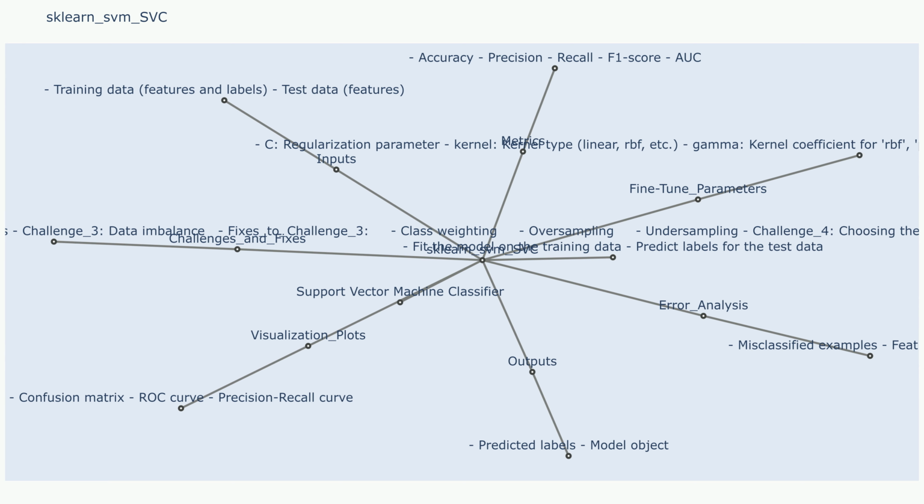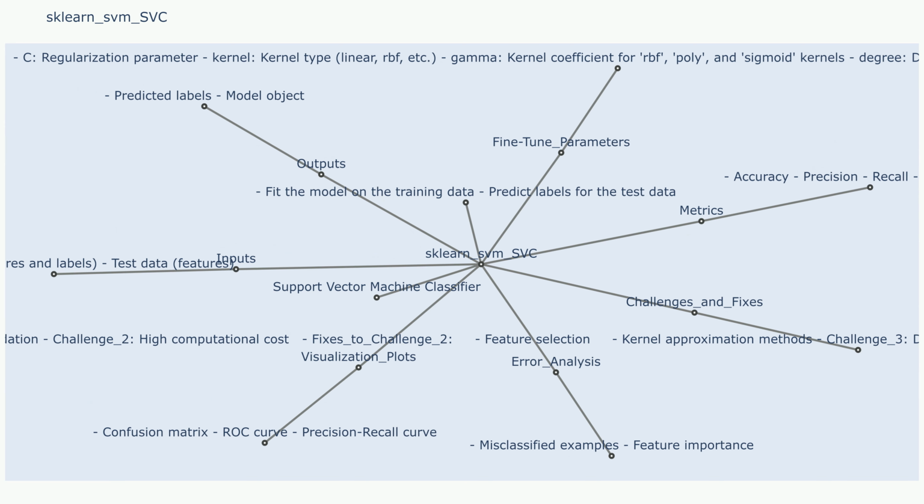Challenges and fixes. Challenge 1. Overfitting. When the model performs very well on the training data but poorly on unseen data. Sample use case that resulted in challenge 1. A high value of the C parameter, combined with a complex kernel, might lead to overfitting.